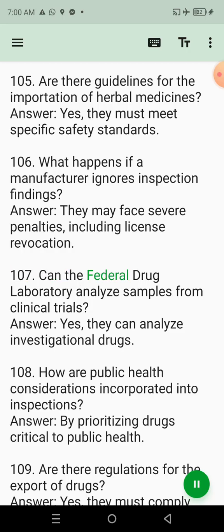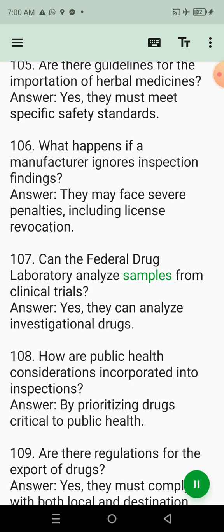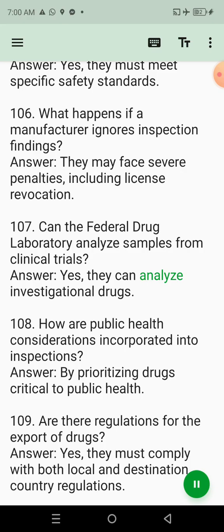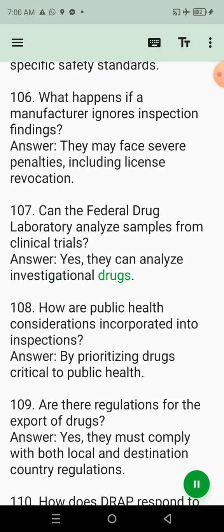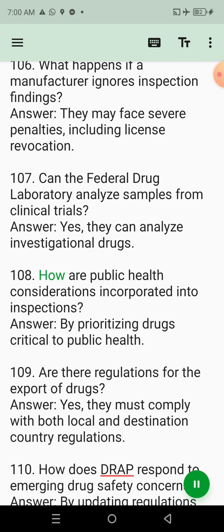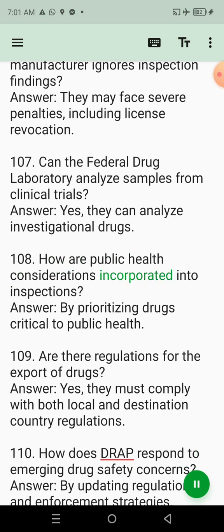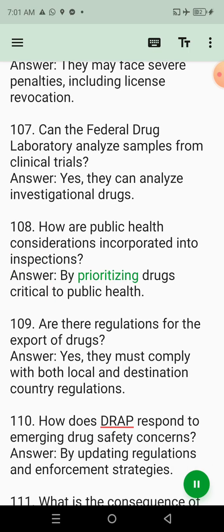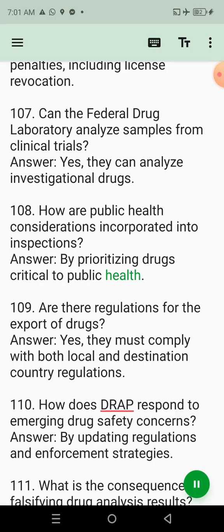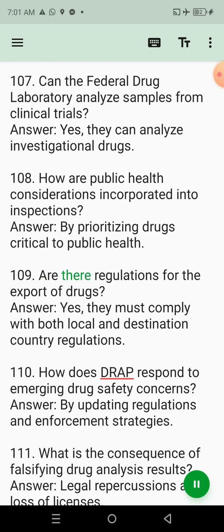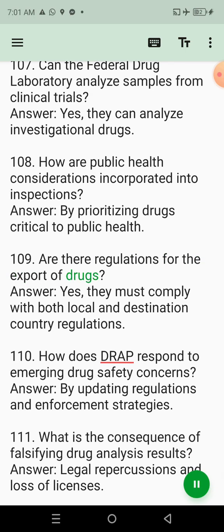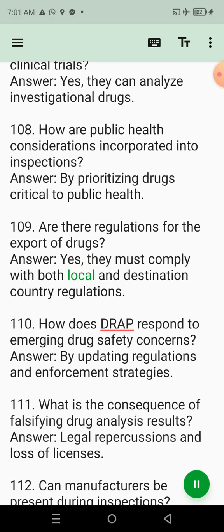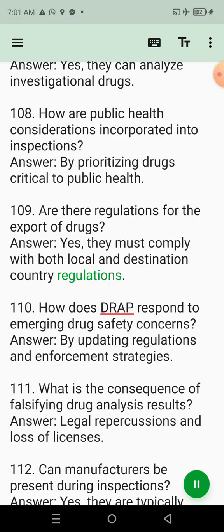107. Can the Federal Drug Laboratory analyze samples from clinical trials? Answer: yes, they can analyze investigational drugs. 108. How are public health considerations incorporated into inspections? Answer: by prioritizing drugs critical to public health. 109. Are there regulations for the export of drugs? Answer: Yes, they must comply with both local and destination country regulations.